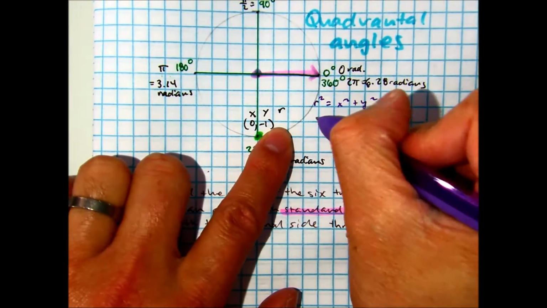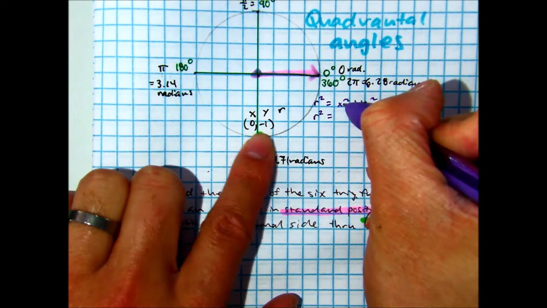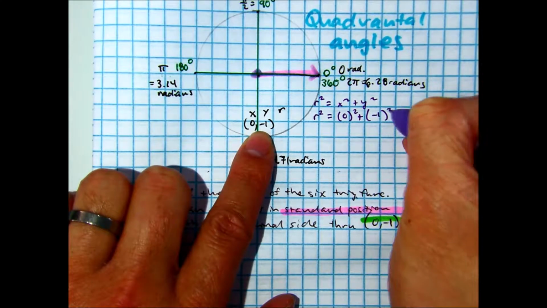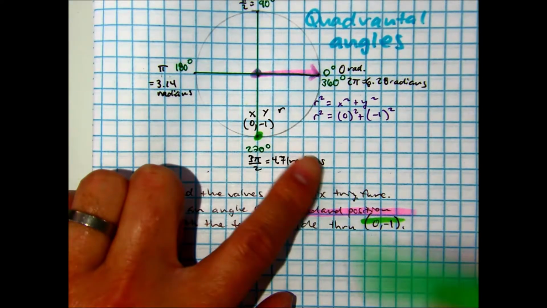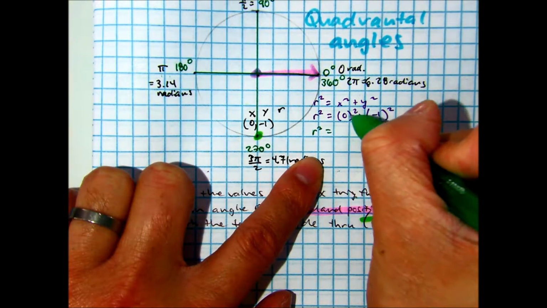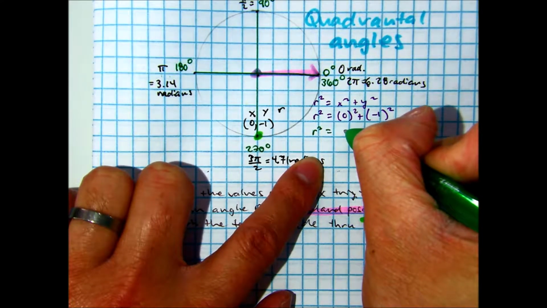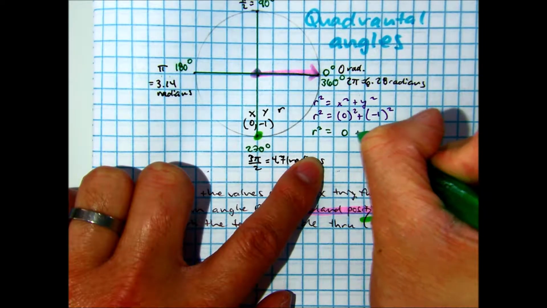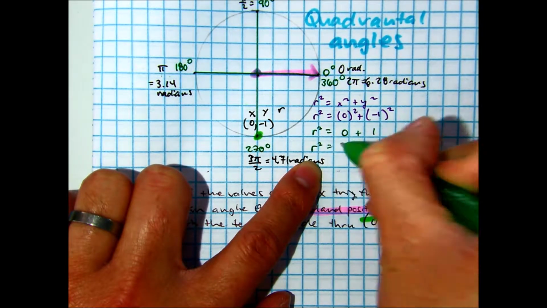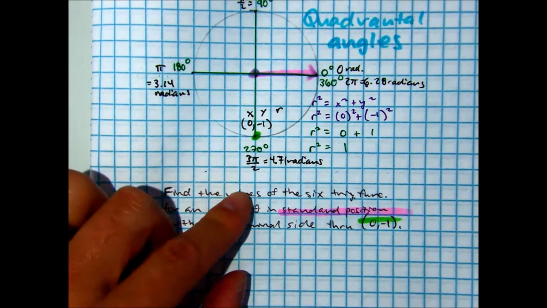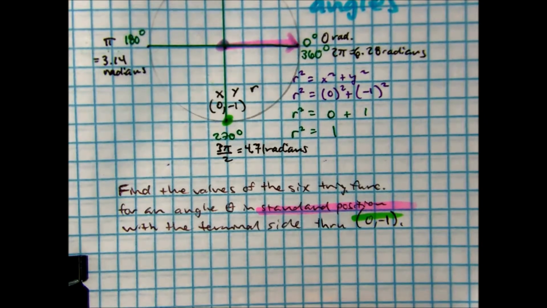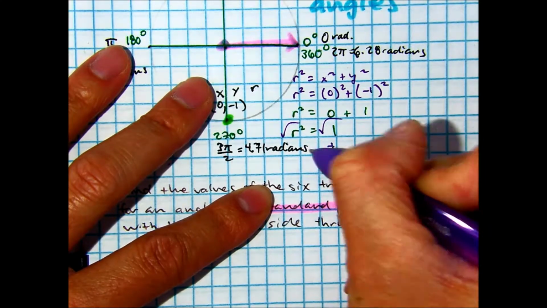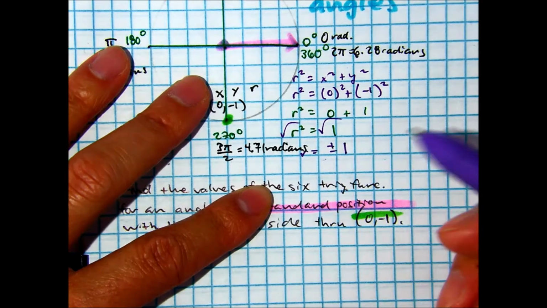So I'm missing the r value. x is 0. The y value is -1. So I get r squared equals 0 times 0, plus -1 squared. 0 plus 1. I'm going to take the square root of both sides. Remember, when you take the square root of an equation, it will be plus or minus, so r is equal to plus or minus 1.